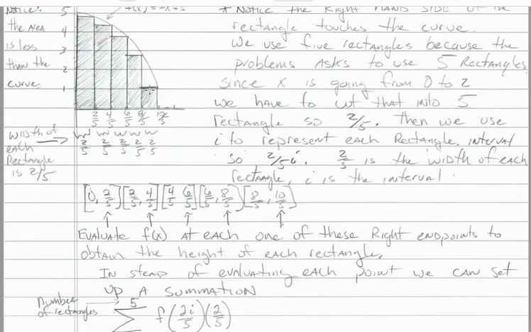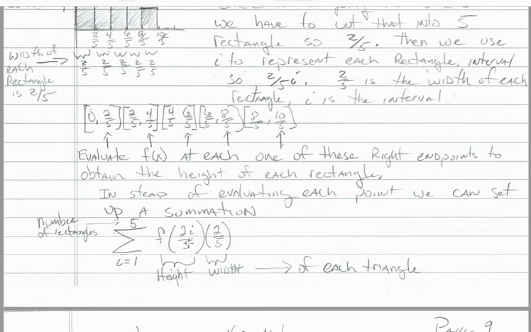What is that doing? That's telling us that we're substituting in all the right hand endpoints, and that's going to give us the height of that specific rectangle at i. So when i is 1, our first rectangle, we'll only be plugging in 2/5. When i is 2, we'll be plugging in 4/5. So that's what I have written along here, where it says evaluate f of x at each one of these right endpoints.